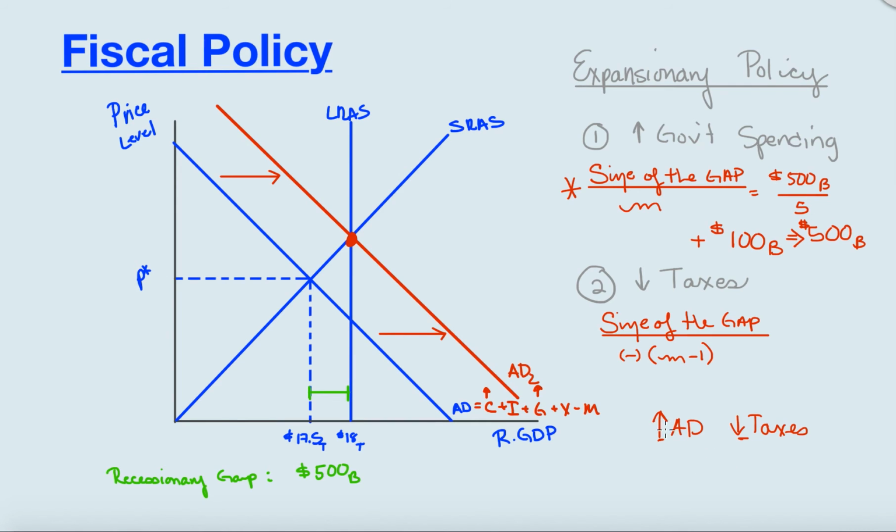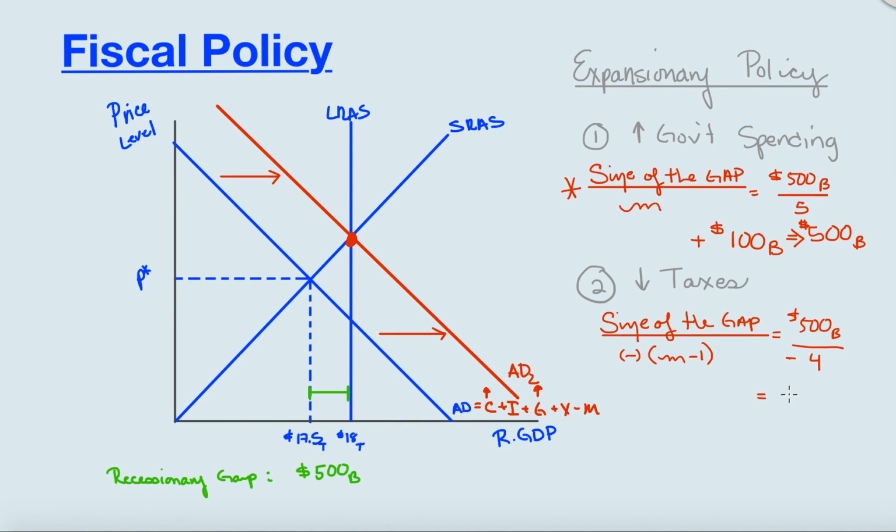If we want aggregate demand to go down, then we would have to increase taxes. So obviously, it needs to be the opposite of what we're trying to do. Here we would have to decrease taxes. How much do we have to decrease taxes by? Well, we take that $50 billion and divide through by negative, and then 5 minus 1 would be 4.